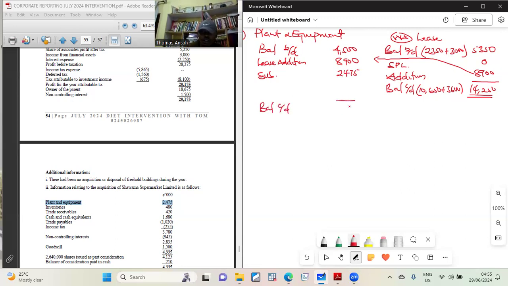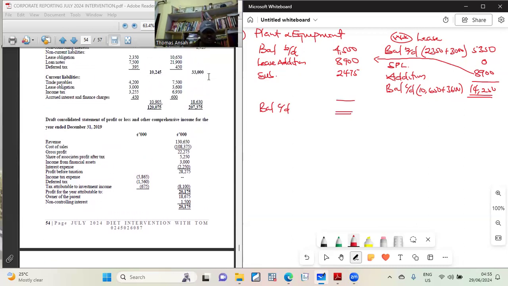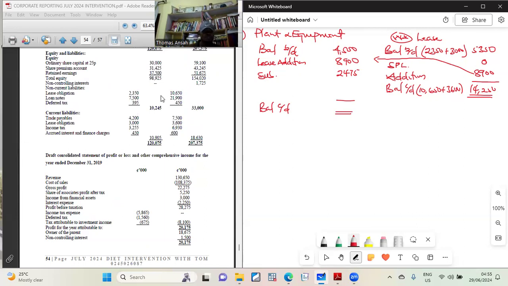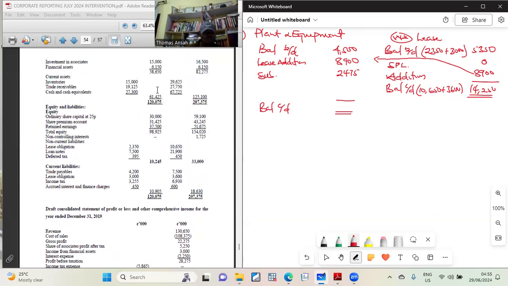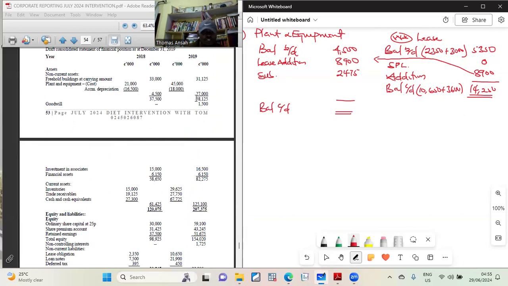My balance carried down of my PPE. So you see, I've tackled each issue wherever PPE is. I've taken it into consideration. That is how you do your workings. So the balance is how much? We fished depreciation out already, so I didn't include depreciation again.